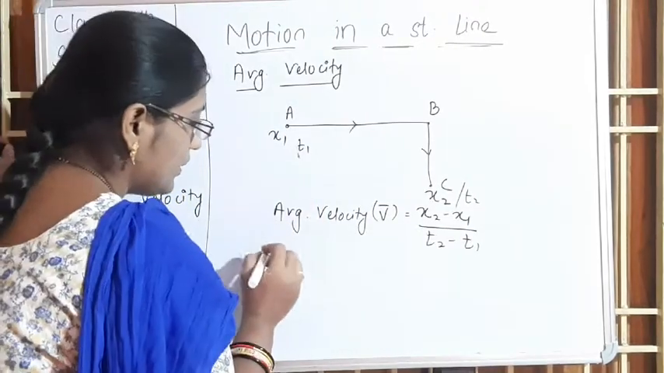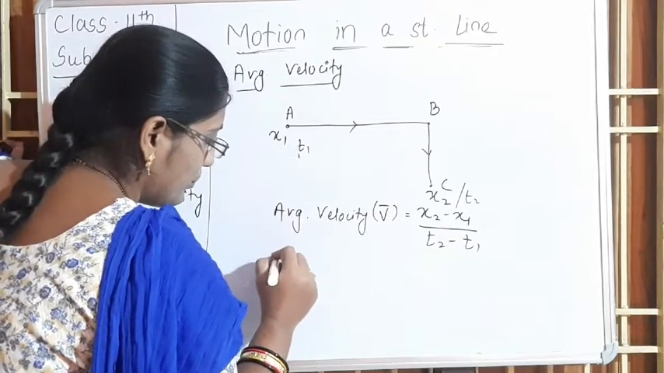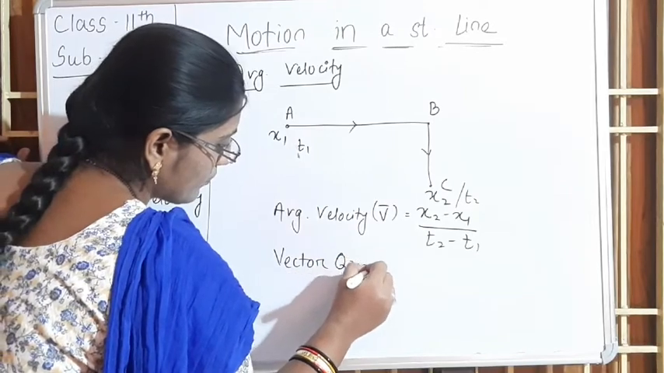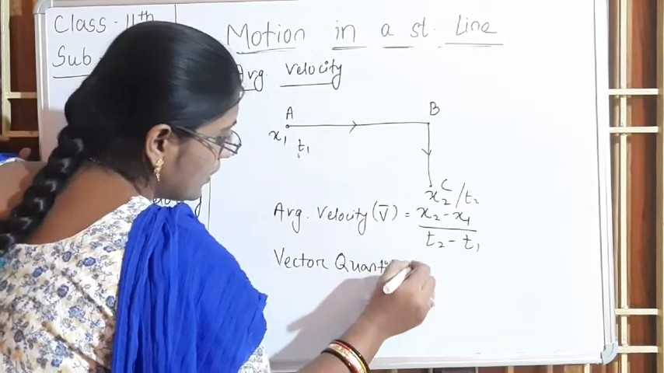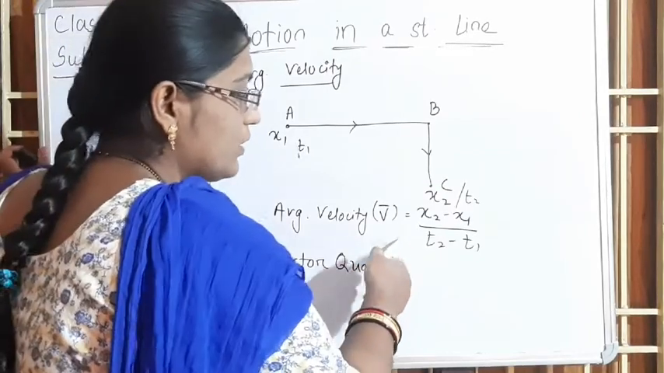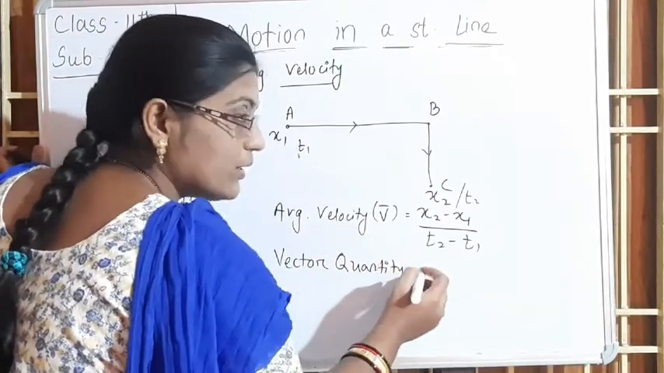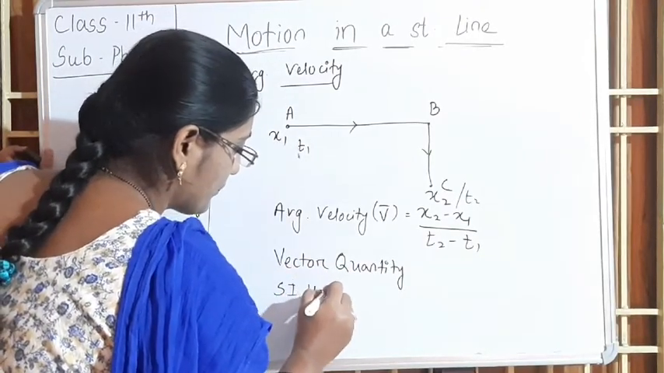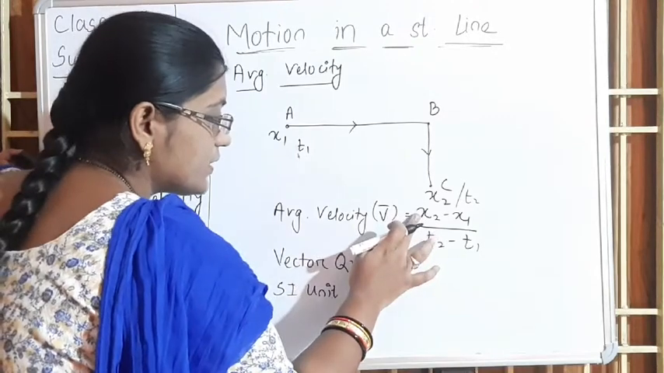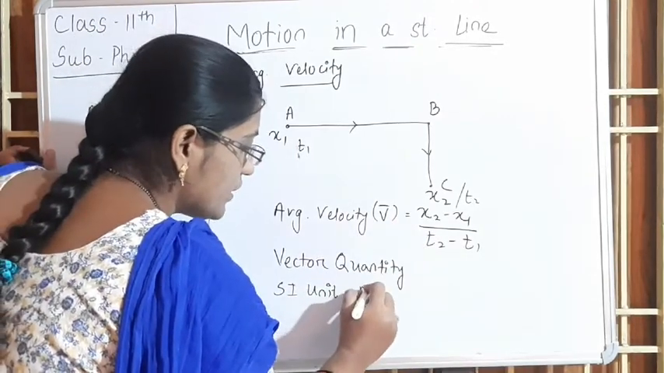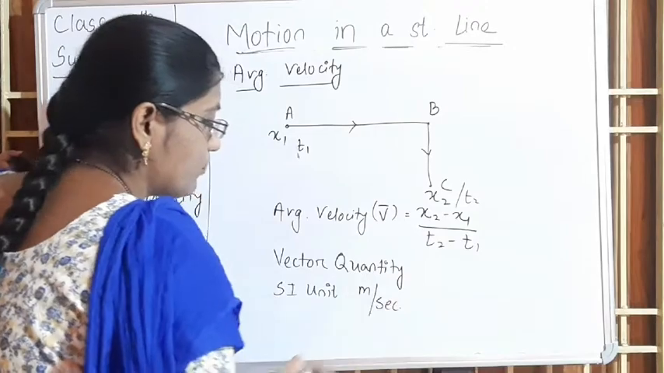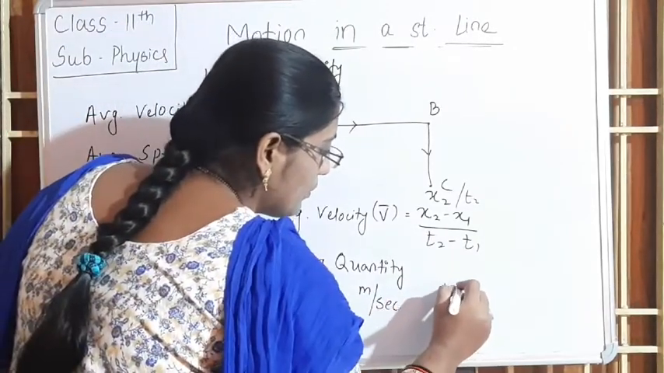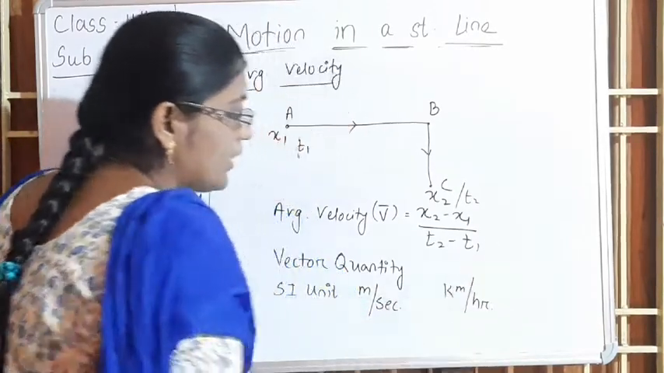And this is a vector quantity because it has direction as well as magnitude. The SI unit is, this is distance by time, so the SI unit is meter per second. And in practice we broadly use the unit kilometer per hour.